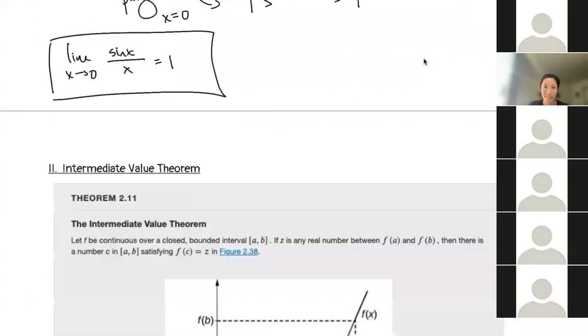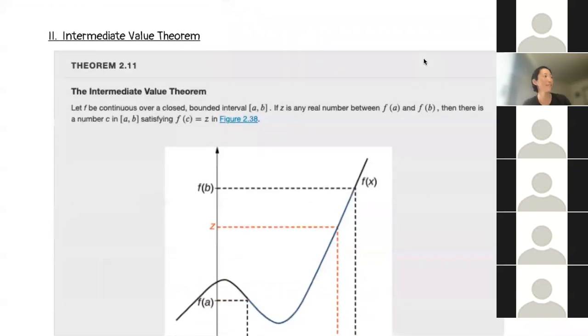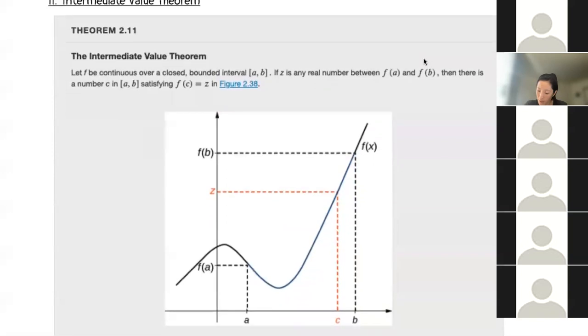All right, so we've taken a look at the squeeze theorem. And we're going to take a look at 2 more theorems right now. The first one is the intermediate value theorem. We're going to start by taking a look at a picture, but then we're going to talk about mostly how we can interpret that and what it might look like in a particular problem.